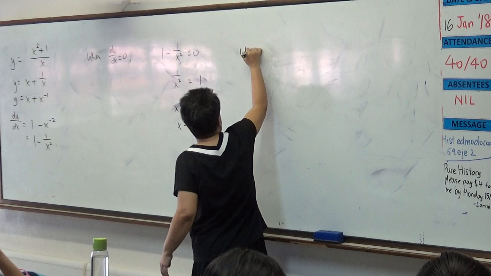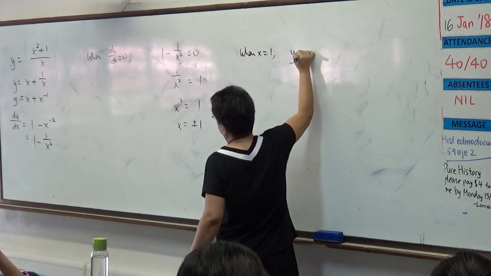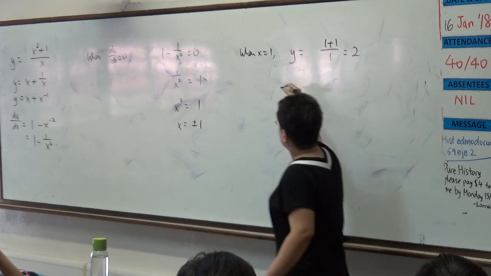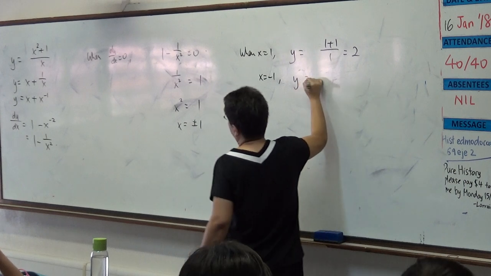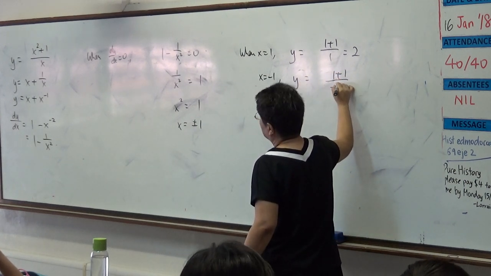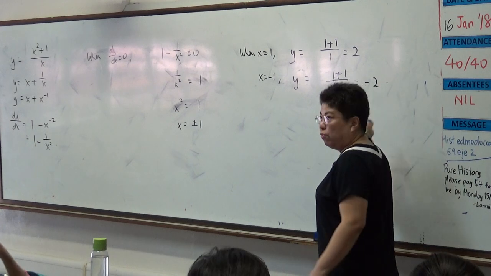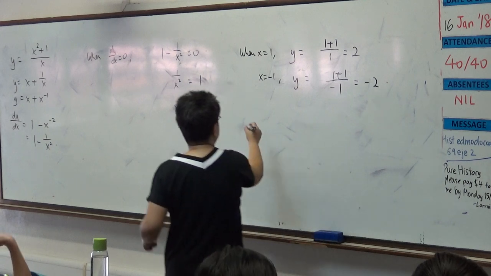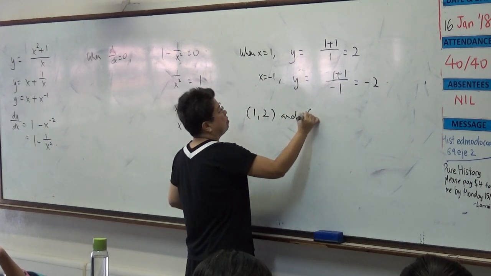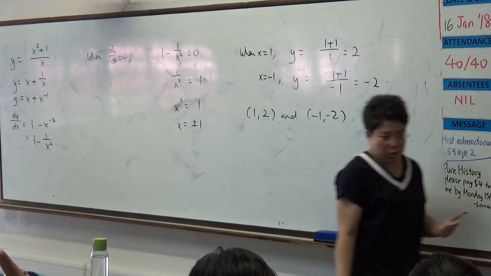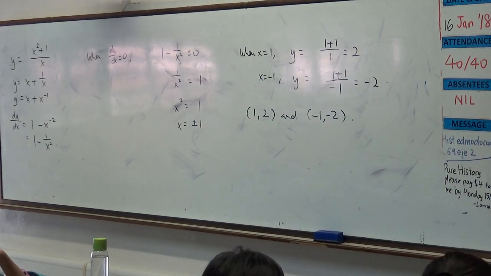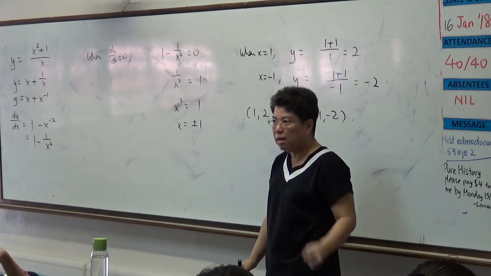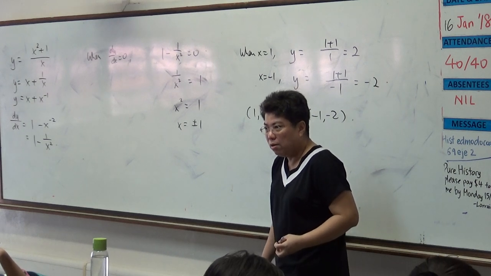So, when x is 1, what is my y? 1 plus 1 over 1, right? So, 2, right? How about when my x is negative 1? What's my y? 1 plus 1 over negative 1. So, it's negative 2, right? Now, do we leave it like that? The question says what? Coordinates. So it will be (1, 2) and what? (negative 1, negative 2). Read the question carefully. (1, 2) and (negative 1, negative 2). If you don't write this, 1 mark deducted. That's where you must save all your marks. Do you understand? Read the questions carefully. Are you all clear so far?